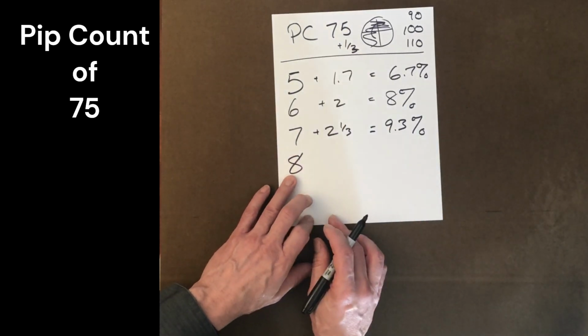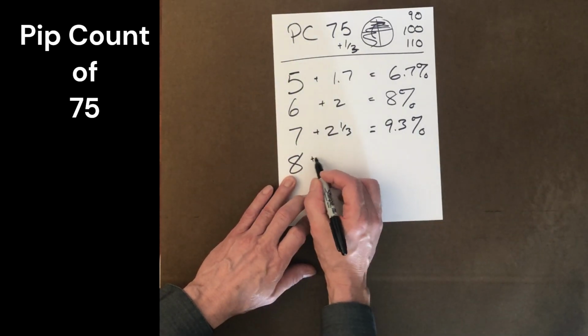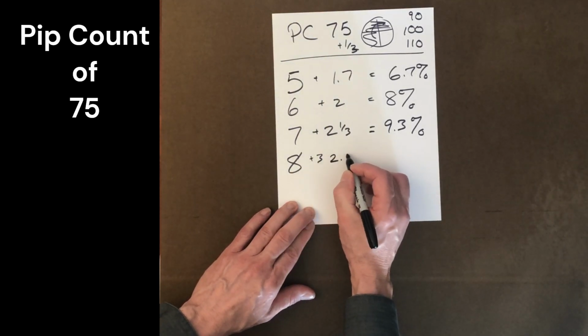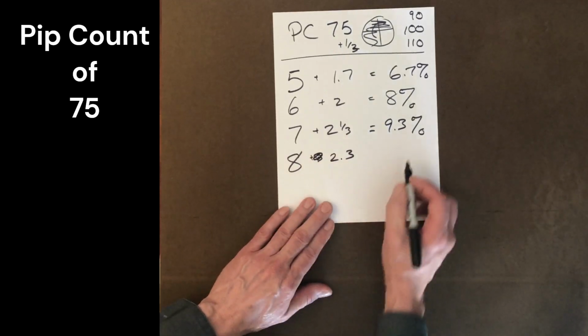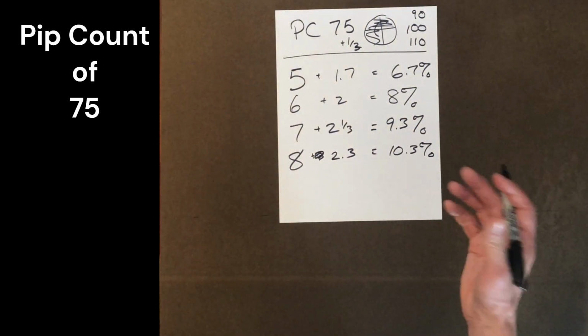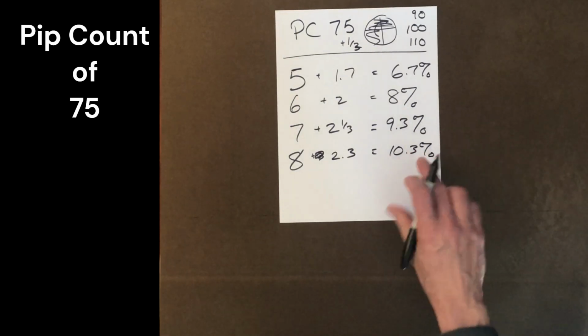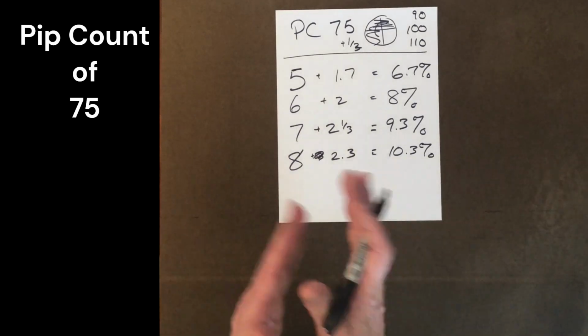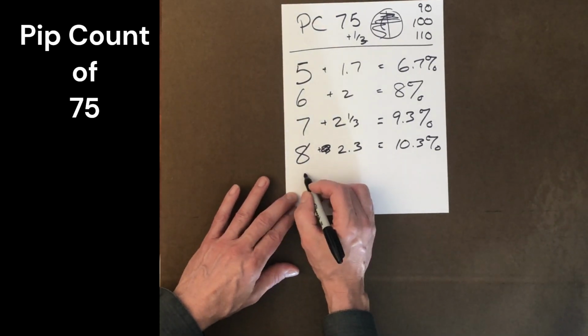We have a pip lead of 8 when our pip count's 75, we're going to add 1/3. 9 is the closest, so plus 3, but this is a little less, so 2 point, what is it? Is that 2.3? And that gives us 10.3%, right in the middle of our 8, 9, 12 rule. So this isn't super accurate, but it's right there. We're so far in the middle, this is an easy double take.